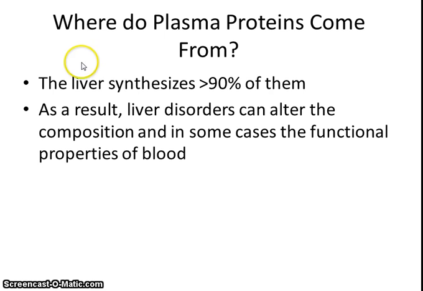Most of these plasma proteins come from the liver. So if we have a liver disorder, you can see problems with your clotting process, maintaining osmotic balance, and transporting, for example.